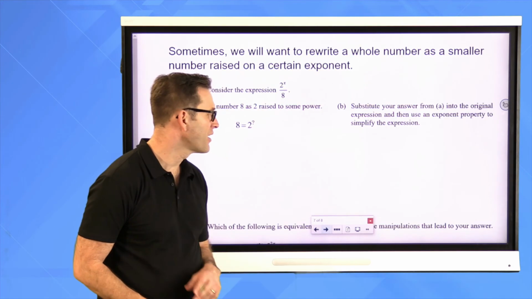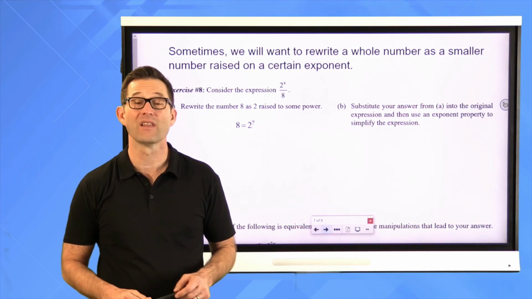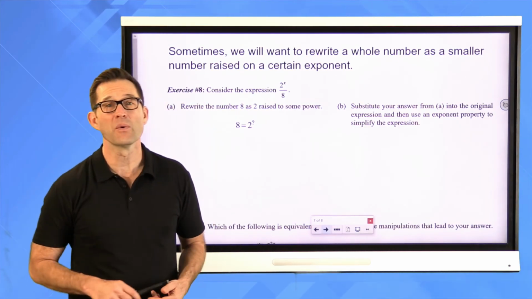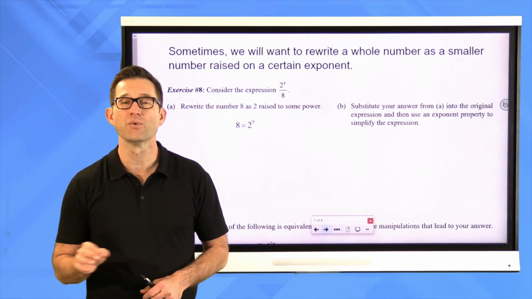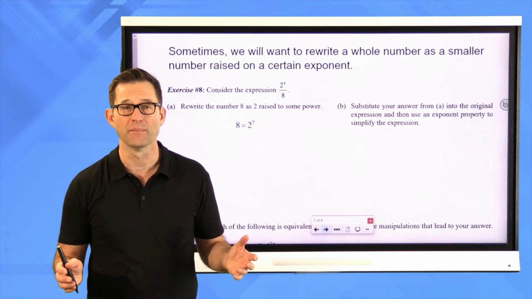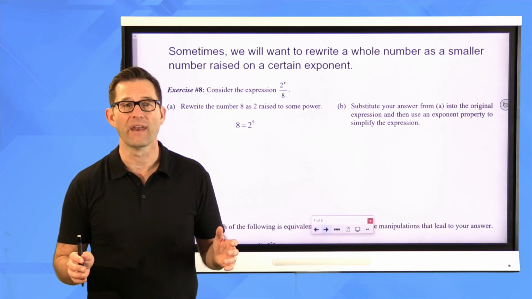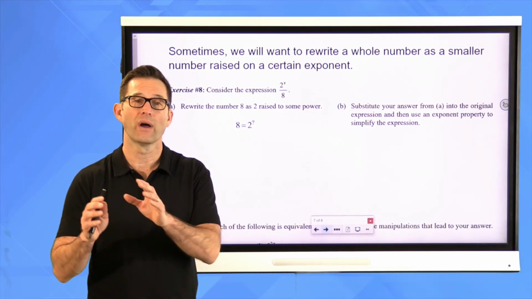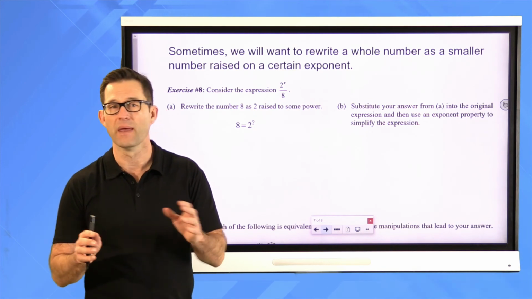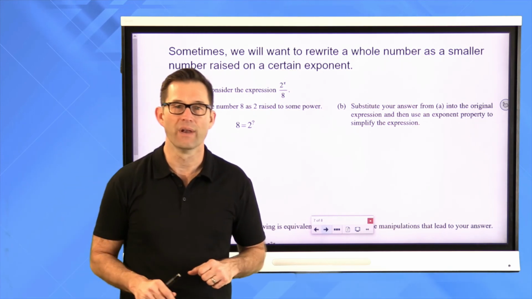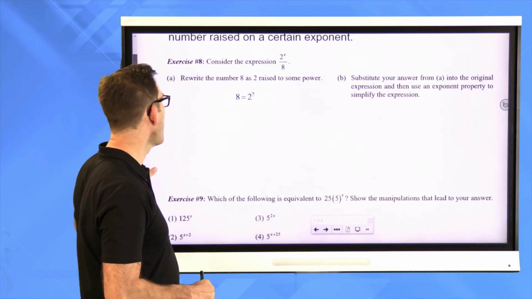Okay, let's take a look at a couple last problems. There's a lot of problems in this lesson. Sometimes we will want to rewrite a whole number as a smaller number raised to a certain exponent. We've seen that a few times today, right? We saw that back, I think, in exercise number 4, where we were trying to take those unit fractions and write them as maybe some number raised to a negative power. Well, let's see why we might want to do that.